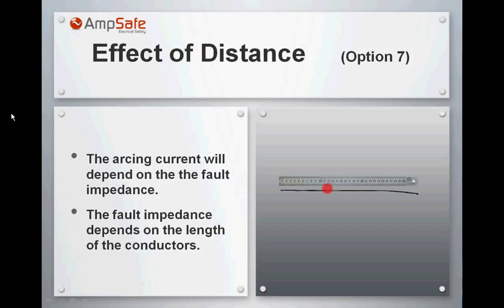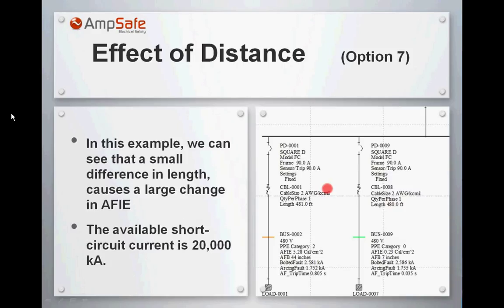Okay, let's see if we have a situation here where a very small change of distance, meaning 1 foot, can create a large change of arc flash incident energy. And here is an example. We have exactly the same circuit, exactly the same overcurrent protection device. This cable is exactly the same, except this is 481 feet and this is 480 feet. Okay?